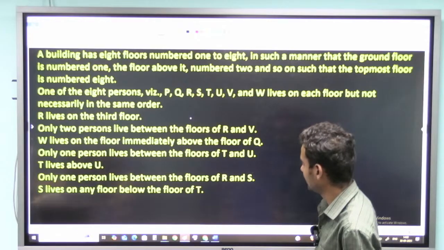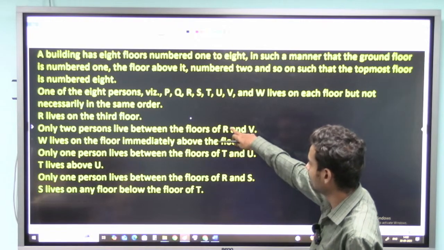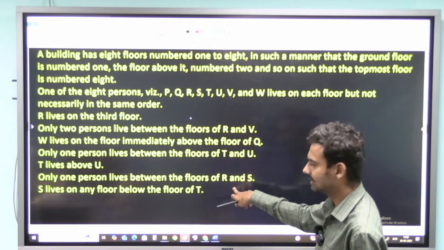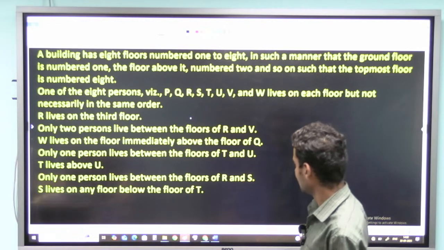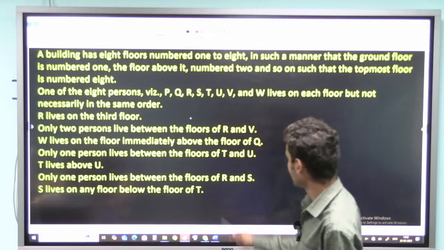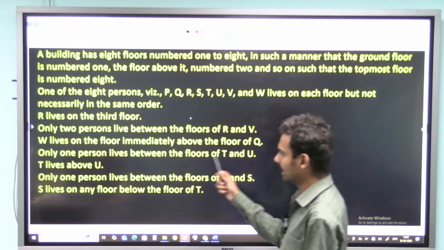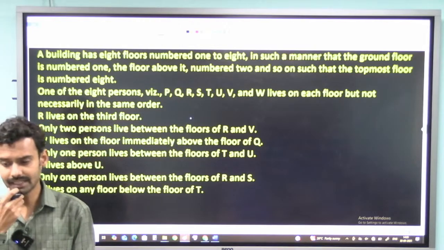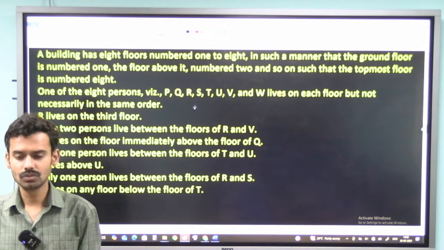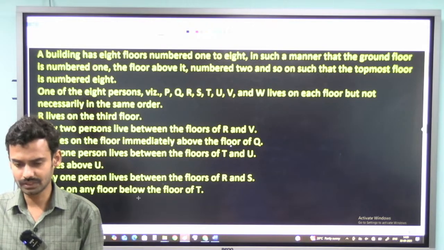Only 1 person lives between the floor of R and S. As we have already fixed R here, I can consider this now. Correct? In the 3rd step, I can consider this. Then after that, from S I can relate to T. Then from T I can relate to U. From U I can relate to, I think only 1 person will be remaining and we can easily fix this. So let's see how to do these types of questions.